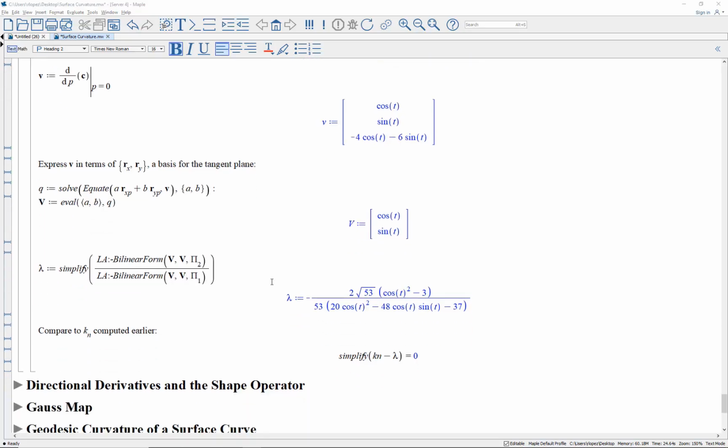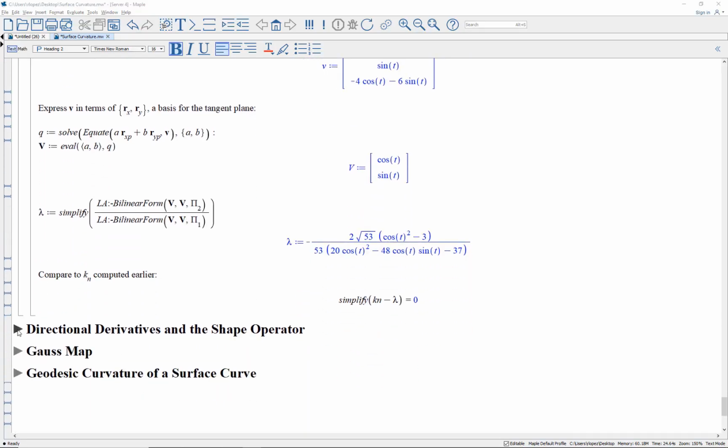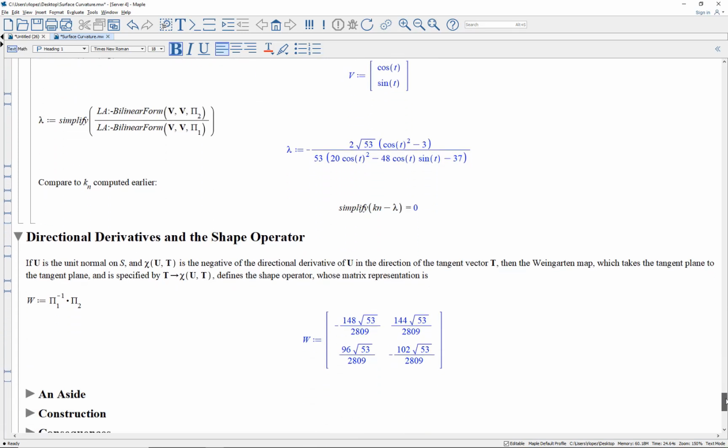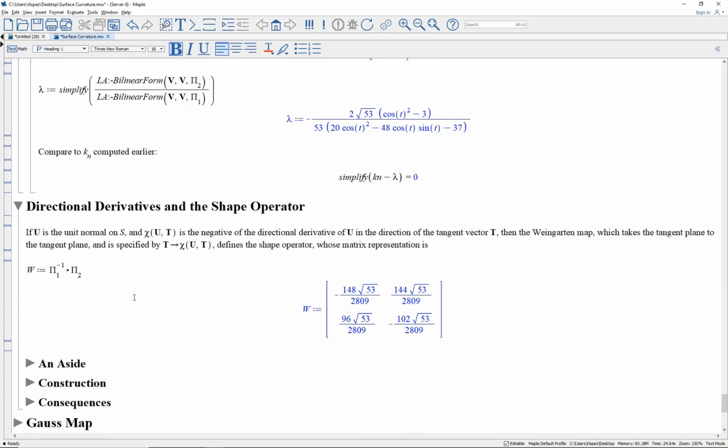As you start reading these more modern books, you run across this thing called a shape operator. And the surface curvature is discussed in terms of the shape operator. All right, what is the shape operator? U is a unit normal on the surface S.